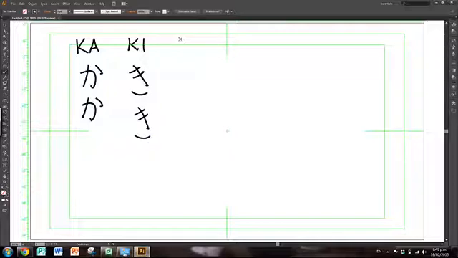Ka, ki, ku is our next one. Ku. 1 stroke for ku. Ku. Next is ke. 3 strokes. 1, 2, 3.